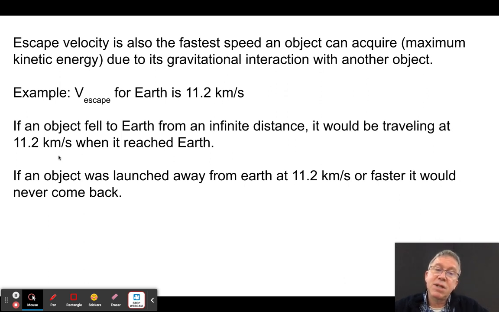Similarly, if I took that object and I shot it upwards from Earth's surface at 11.2 kilometers per second, then it would slow down as it moved away, but gravity would never get it quite all the way to zero. So it would approach but never reach zero, and it would never come back. It would escape from Earth.